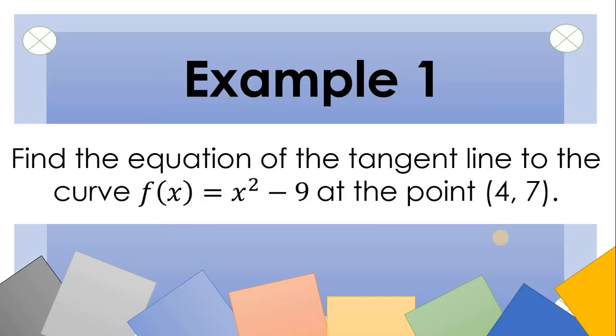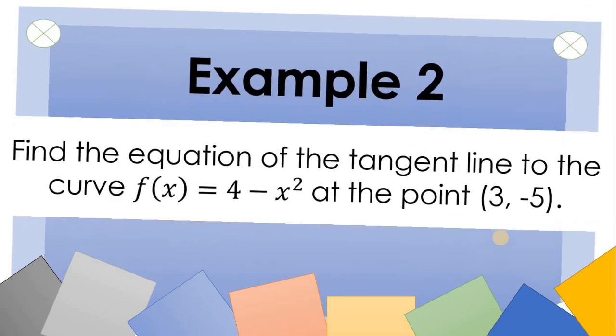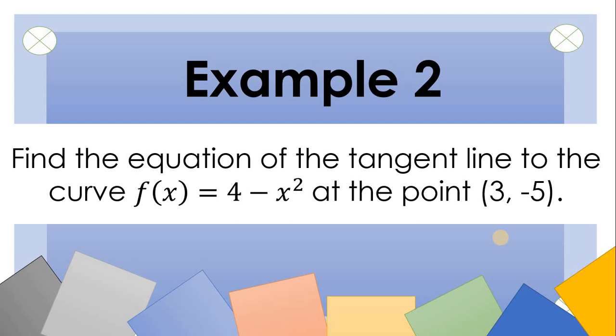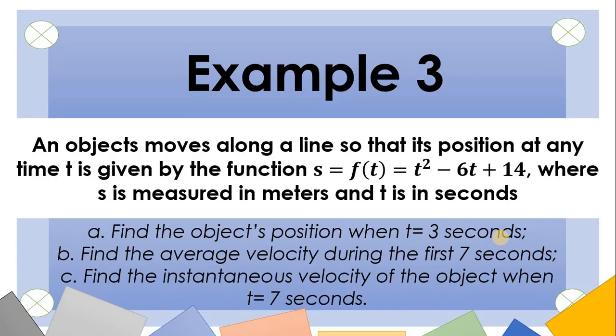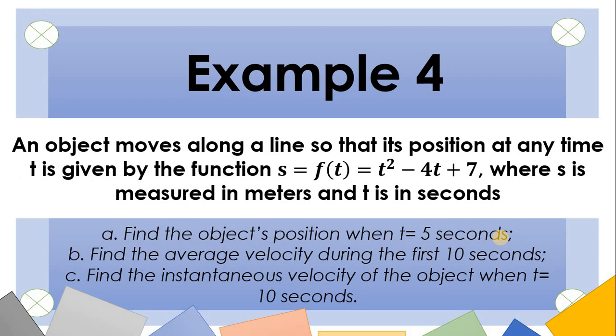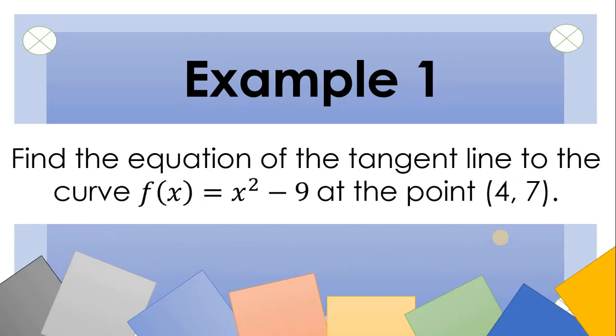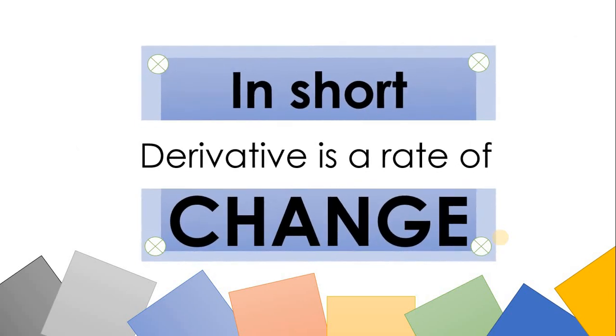I have a lot of examples. Example 1, example 2, finding the tangent line. And of course, I think this is somewhat connected to you because you will really appreciate this application, finding the average and instantaneous velocity. And example 4, and a lot more. I will solve these in my next video. But this time, I do hope that we understand how the derivative works. In short, derivative is a rate of change. Still confused? Do not worry. I still have lots of videos for you to cover everything that is important in the world of derivative.